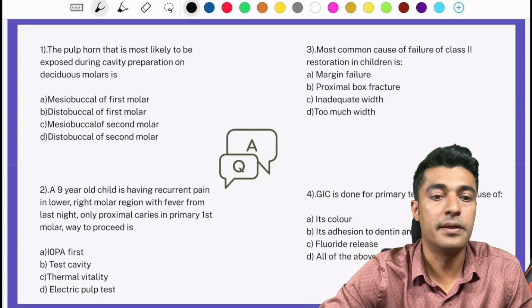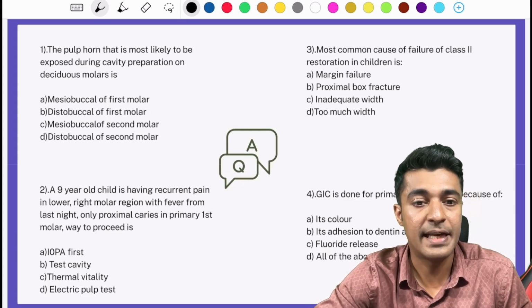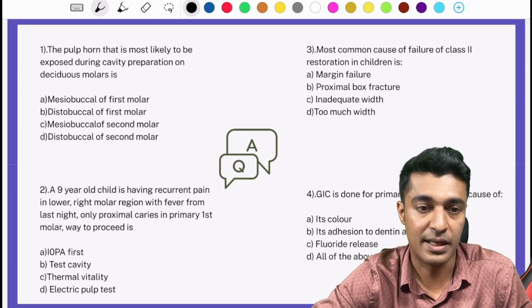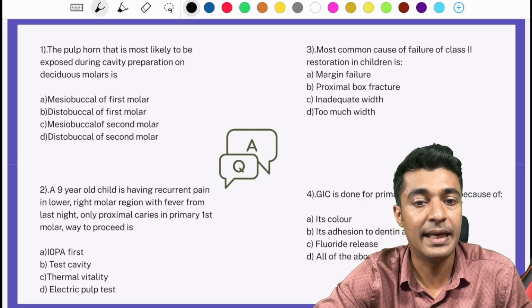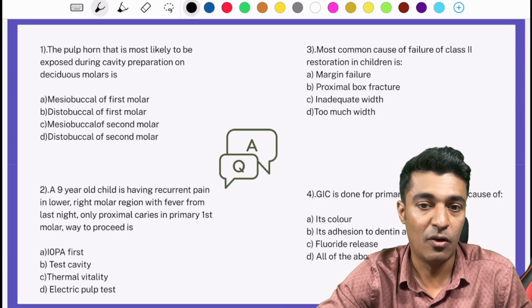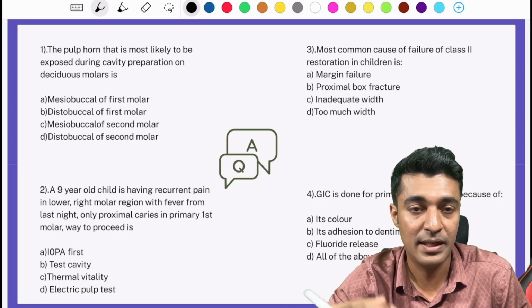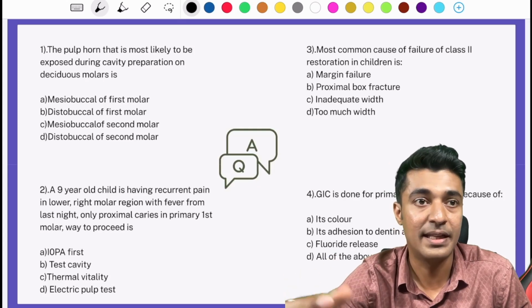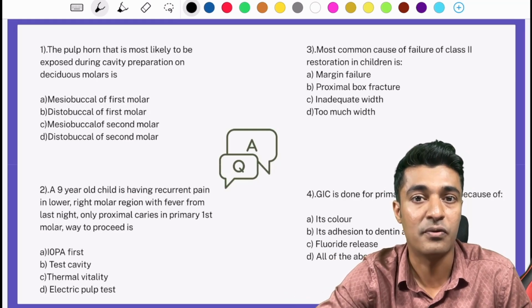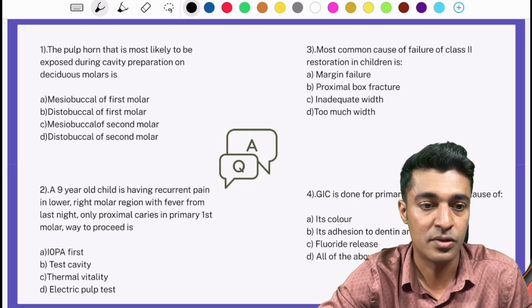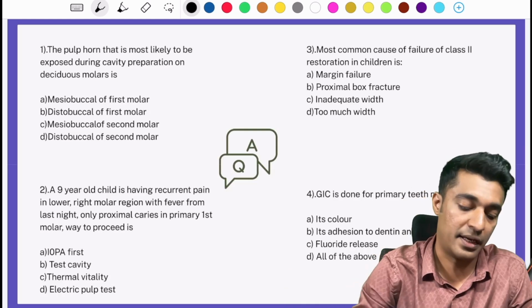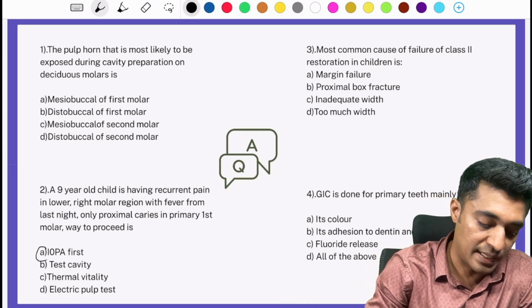Now, the second question. A 9-year-old child is having recurrent pain in the lower right molar region with fever from last night. Only proximal caries in the primary first molar is present. So the way to proceed is, whenever we come to a conclusion that the patient is having irreversible pulpitis, we should confirm it with the help of taking a radiograph. So the first step that we have to do when a patient reports to you with pain is take the radiograph. So the answer is option A, IOPA first.